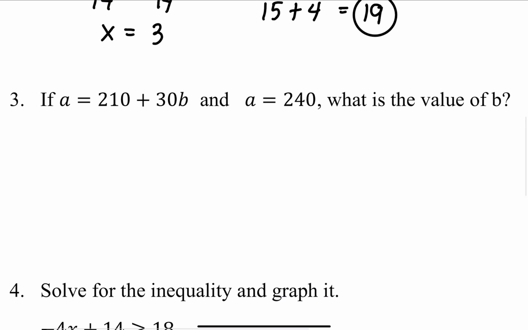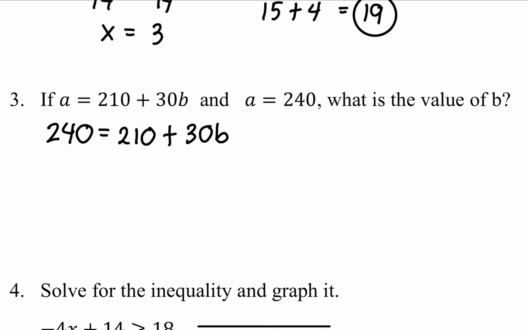Next, if A is equal to 210 plus 30b and A is equal to 240, what is the value of b? In the given, it says here that A is equal to 240. Now we're going to substitute this 240 for the value of A in our equation. So instead of writing A, we can write 240 is equal to 210 plus 30b.